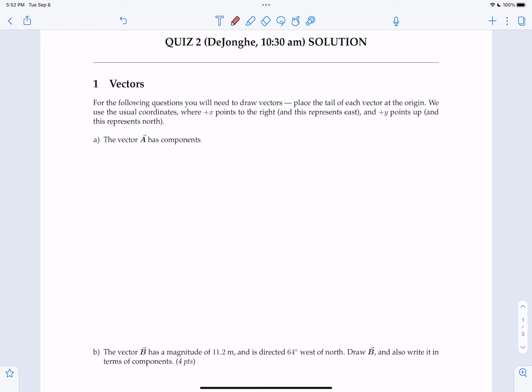Problem 1 is about vectors. For the following questions, you will need to draw vectors, place the tail of each vector at the origin, and use the usual coordinates where positive x points to the right. This represents east, and plus y points up, and this represents north.